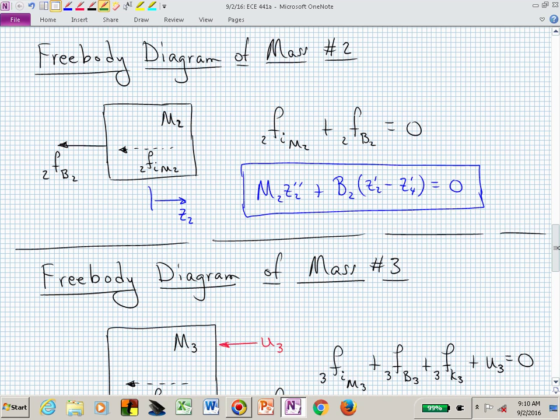Free body diagram number 2, and remind me in the back if I don't get it up high enough, but here's free body diagram number 2. We only had one external spring or dashpot attached to that mass, and we have its inertia associated with it, and those are the two forces resulting in that second order differential equation.